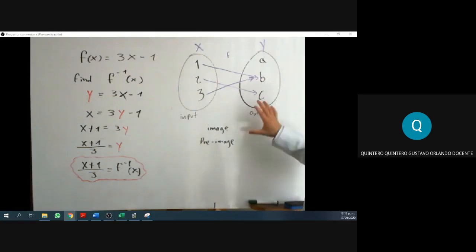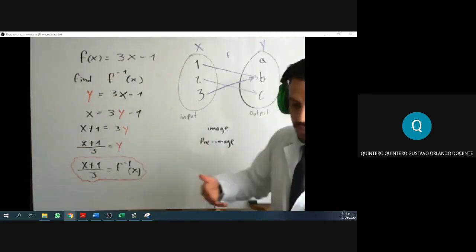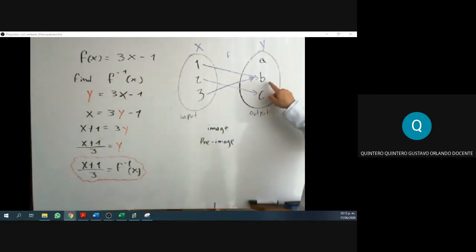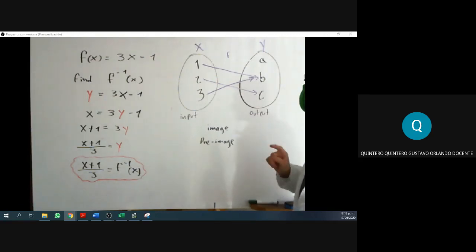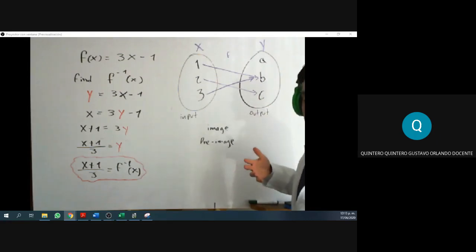Okay, so it doesn't matter, right? This element is in the output. This element has 2 lines coming to it. But this is an element of the output, so that doesn't really matter. This, so far, would be a function.